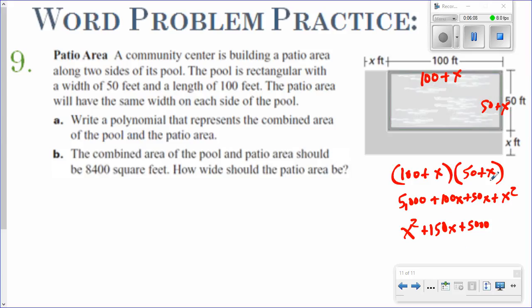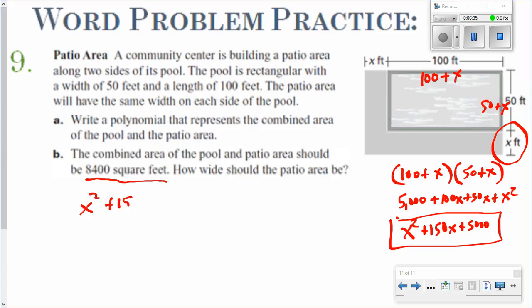That's the polynomial, okay? Well, now they say the combined area, so here's our polynomial, that's great. It's not equal to anything yet, though. Now they're saying the combined area of the pool and the patio should be 8,400 square feet. Well, how wide is this? What does that make x then? Well, we're going to figure that out. We got x squared plus 150x plus 5,000 is now equal to 8,400 square feet.